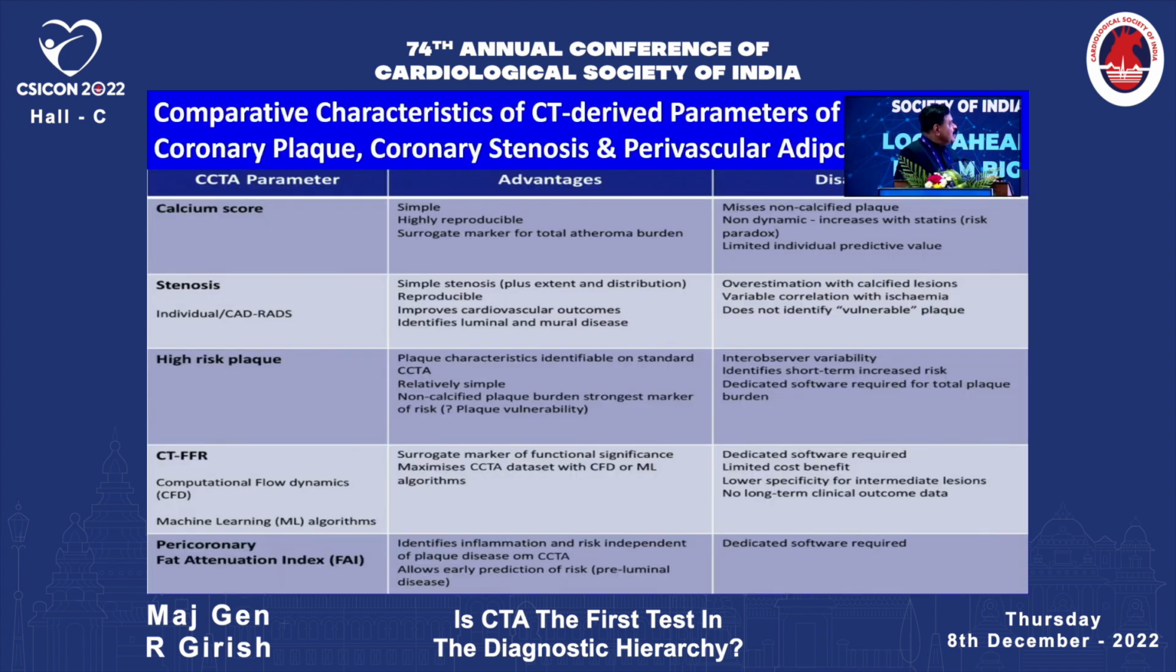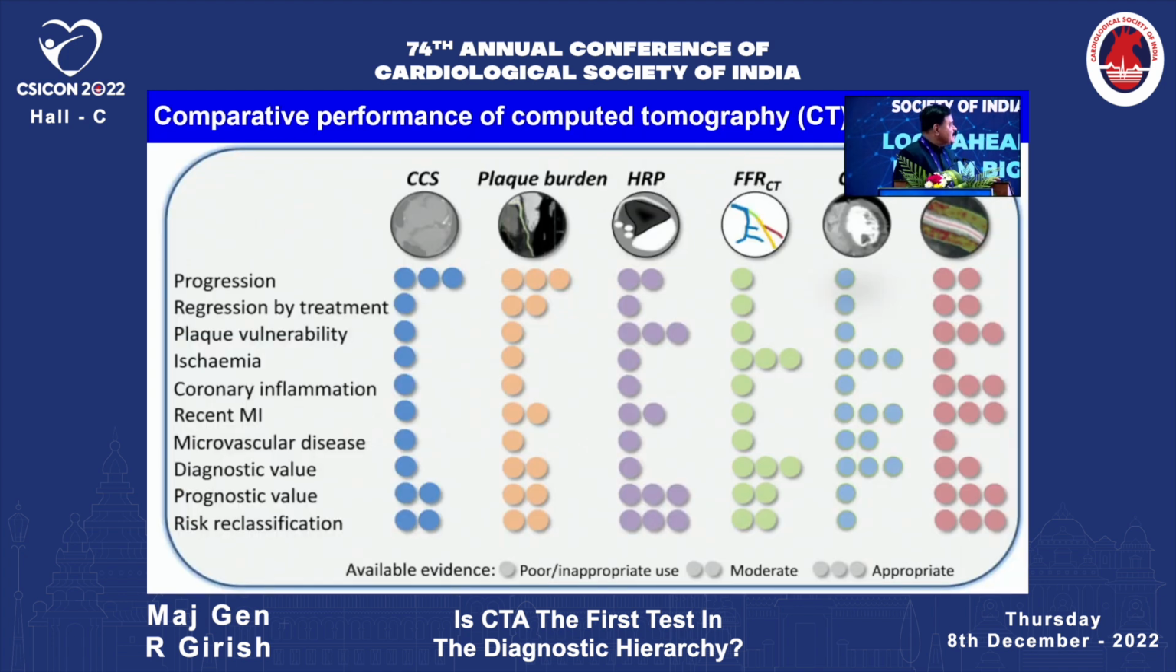This slide shows a comparison of the various parameters, the advantages and disadvantages, which the previous speaker has also mentioned. For evaluation of high-risk plaque features, CT-FFR and FAI, one requires dedicated software. Stenosis severity can be underestimated in densely calcified lesions, and calcium score, of course, misses the non-calcified plaques. The performance of CT biomarkers.